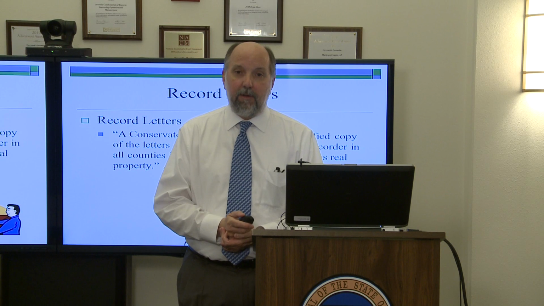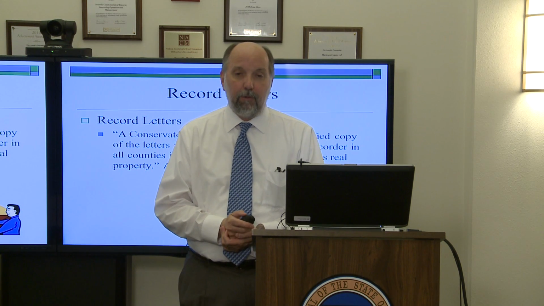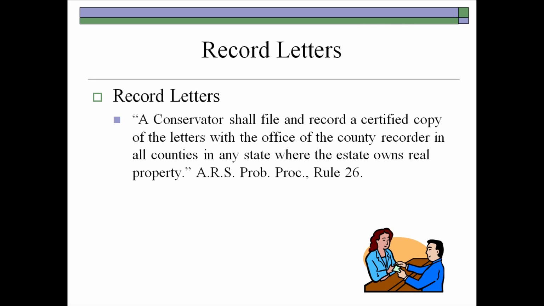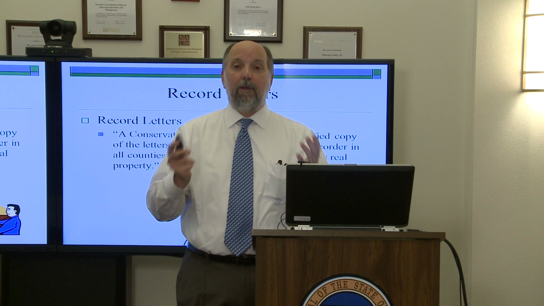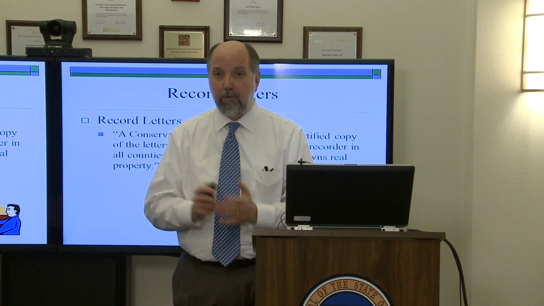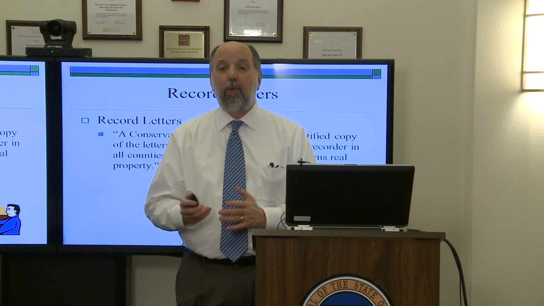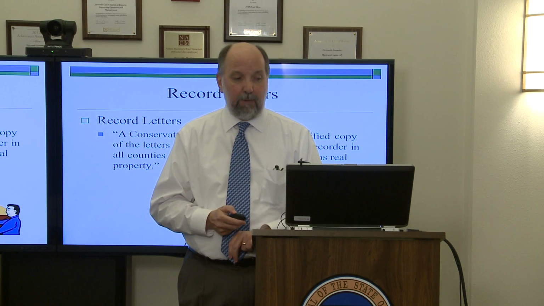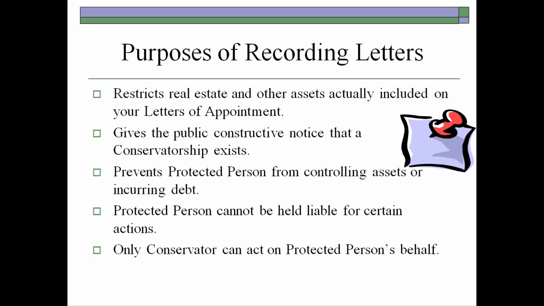When you get the letters of appointment, again, that's the formal document that appoints you as conservator of the estate, you'll need to record that letters of appointment with the recorder's office in all the counties where the protected person owns real property. That tells the whole world that you are the conservator, that this property is subject to a conservatorship, and that there will be additional rules placed on any potential sale of that property. It also protects the protected person from controlling those assets, because after all, that person has been deemed to be in a position where they cannot control those assets. Only the conservator can act on behalf of the protected person.